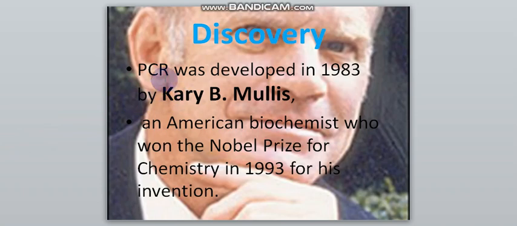Discovery. PCR was developed in 1983 by Kary B. Mullis. Kary B. Mullis was an American biochemist who won the Nobel Prize for Chemistry in 1993 for his invention.